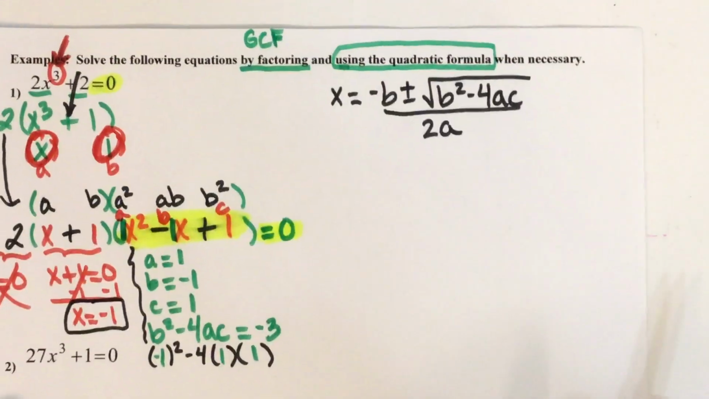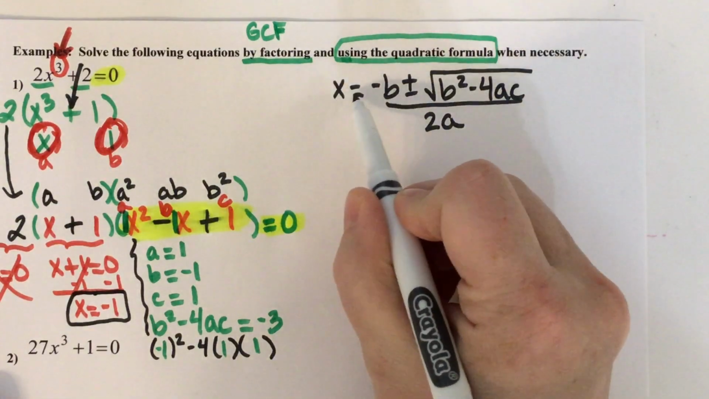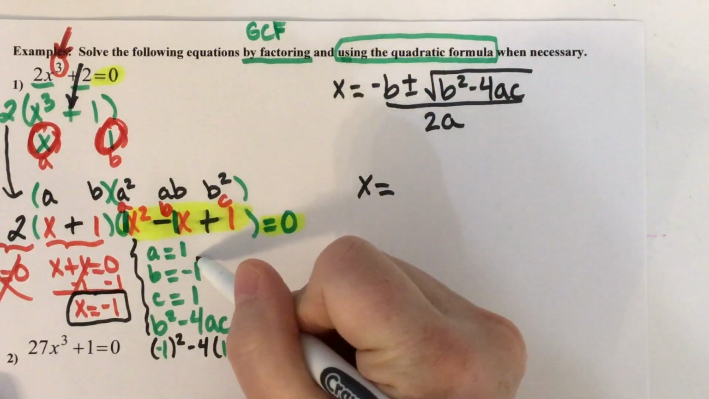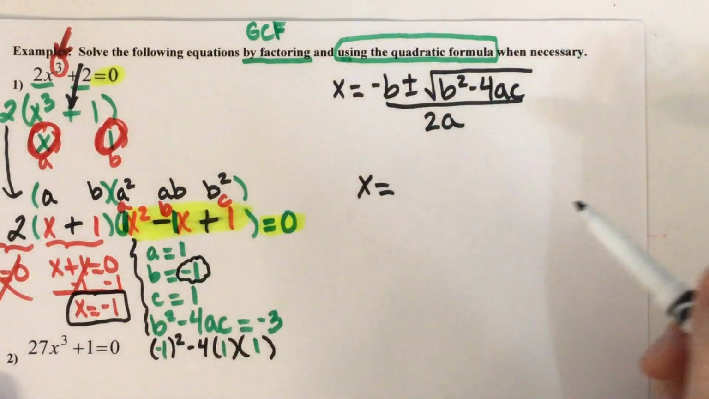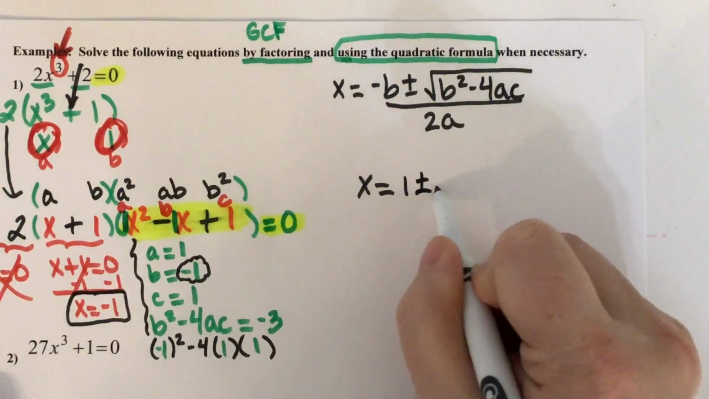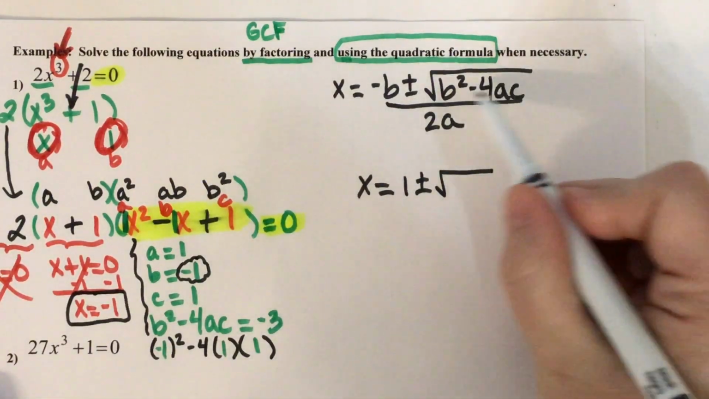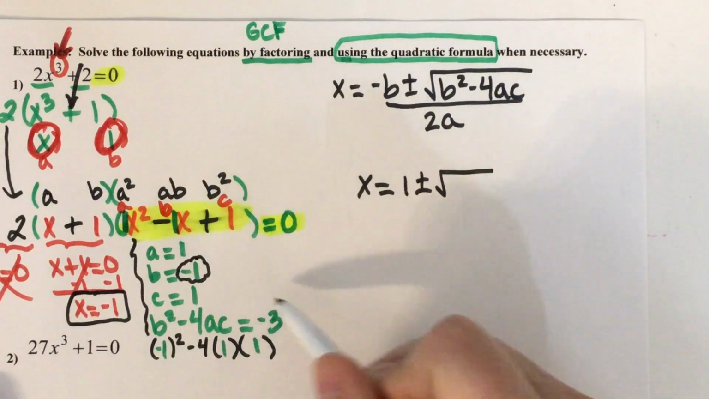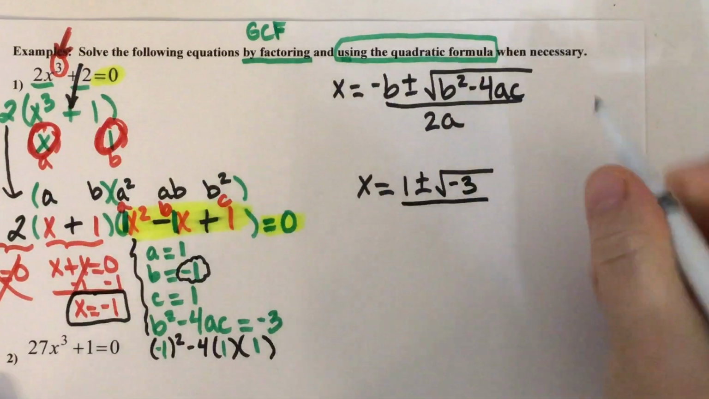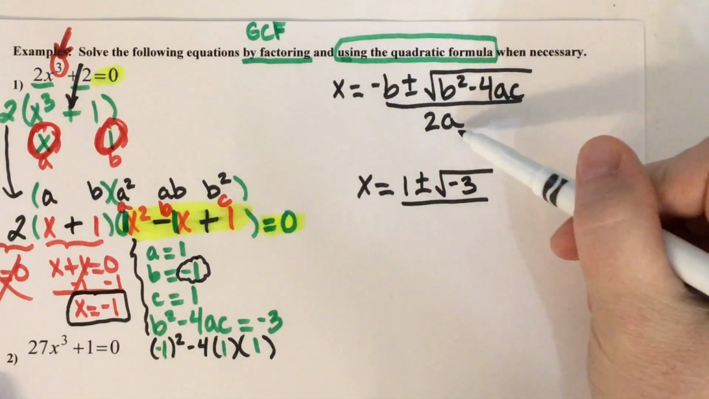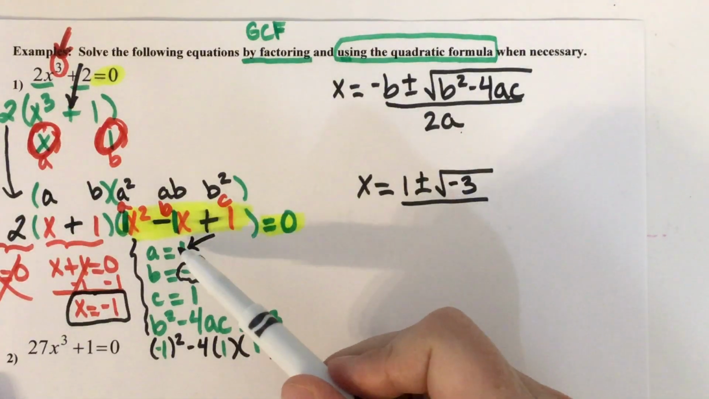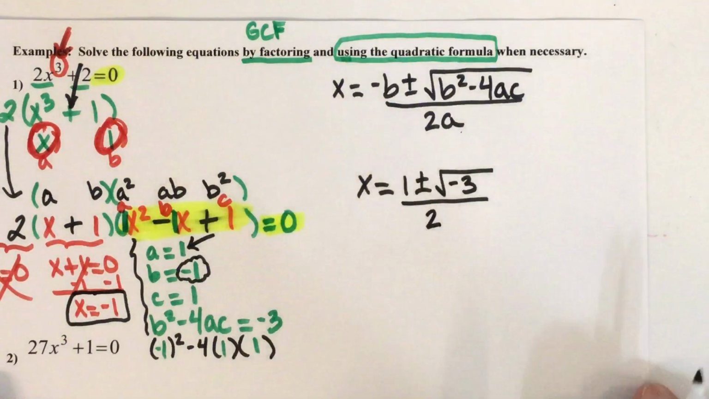Looking at my formula, it starts off x equals. Now it wants the opposite of b. What's the opposite of a -1? A +1. Plus or minus square root. Now it wants my b squared minus 4ac, and we just found that to be -3. And then all over 2a. So it wants me to take 2 times my a. Well, what's 2 times 1? 2.